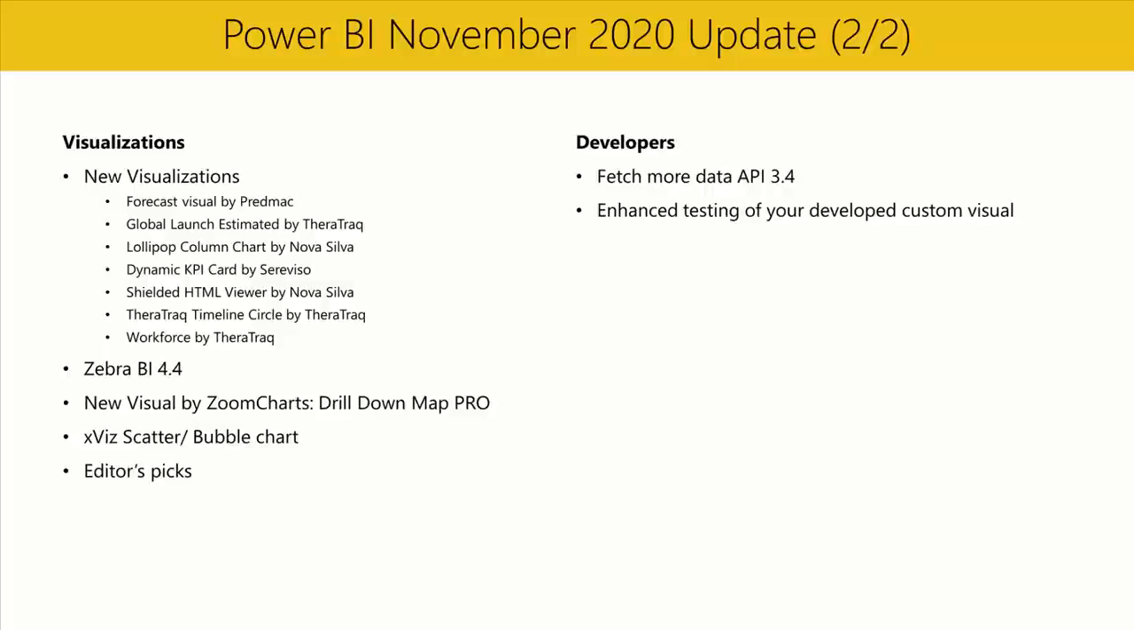We've also added a new feature that enables developers to override the AppSource published visual version with a local file version in both desktop and service. This is particularly useful when developers want to test or debug a local version of a visual that is already published in AppSource.